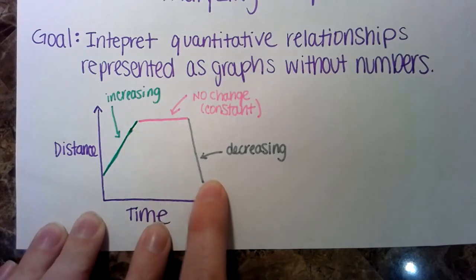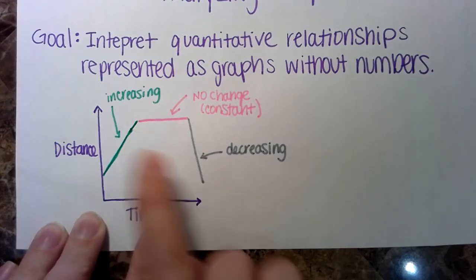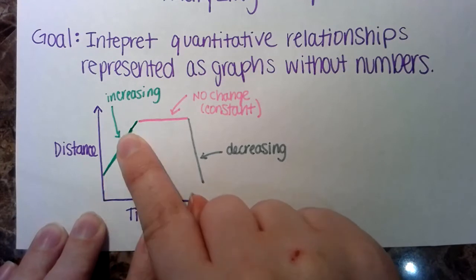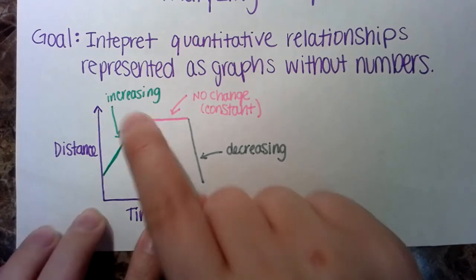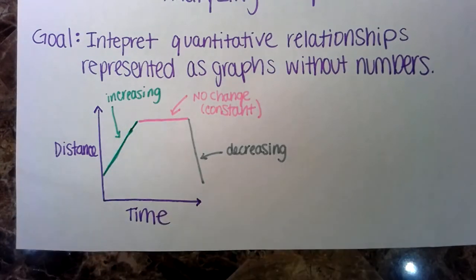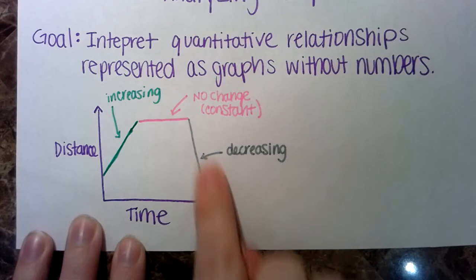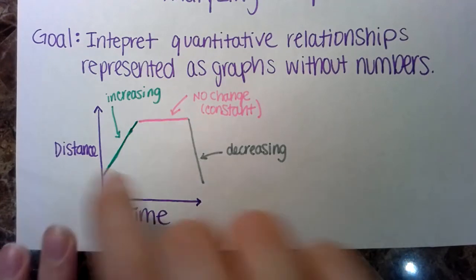Also, this is showing a line that's decreasing. This is something that's going up by a constant rate. You might see increasing or decreasing gradually, or you might see something with an extreme increase or decrease, like it's quickly increasing or quickly decreasing. So you're going to see a lot of different things, but these are the terms that you want to use when you're describing your graphs.